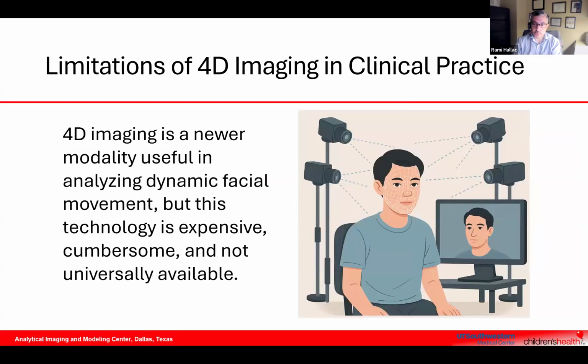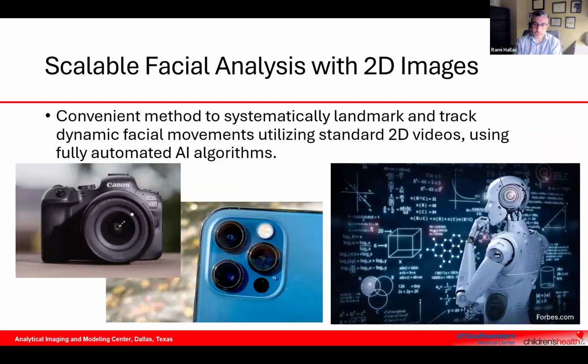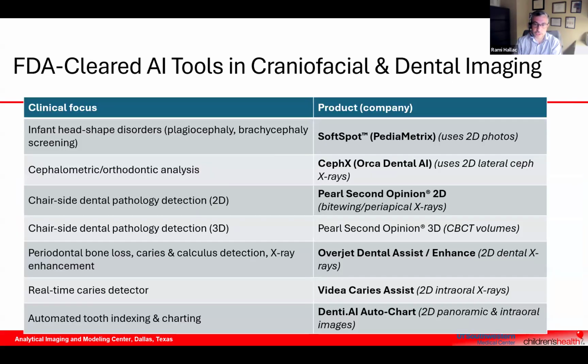4D imaging is a newer modality that can provide great imaging data with high accuracy. However, it comes with challenges. It's expensive, technically complex, and not widely accessible in most clinical settings. On the other hand, 2D imaging is far more accessible. It's cheaper, easy to capture, and already widely used in clinical and research settings. This makes it an ideal starting point for applying AI to automate and scale facial analysis.